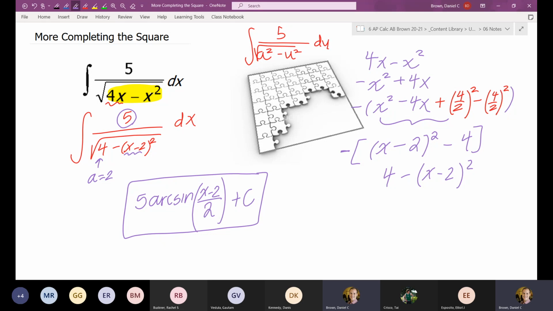Arc secant is the only one with absolute value. Arc sine would have the parentheses. Any other questions?